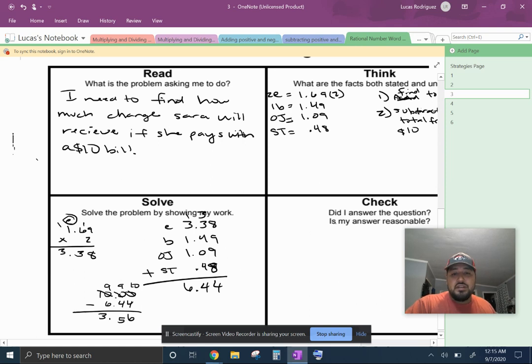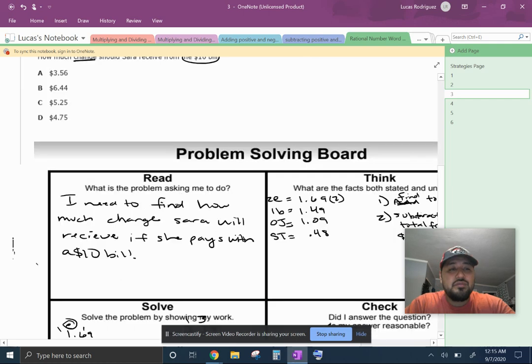So is my answer reasonable? Yes, because it's less than 6 and less than 10. Let's see. Did I answer the question? It says, how much change did she receive? Yes. Now let's see if it's one of the answer choices.